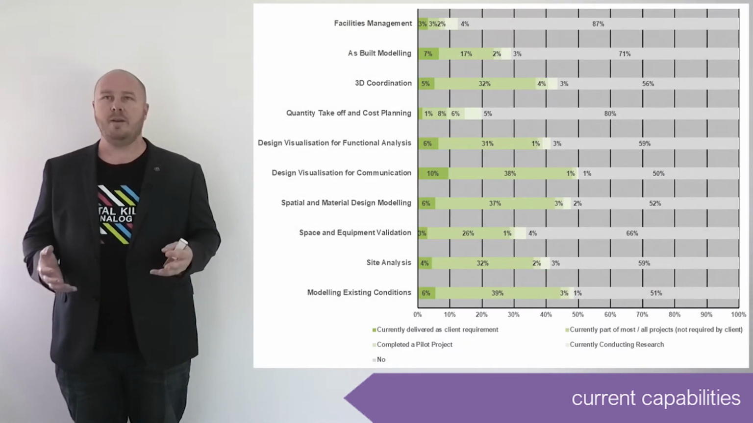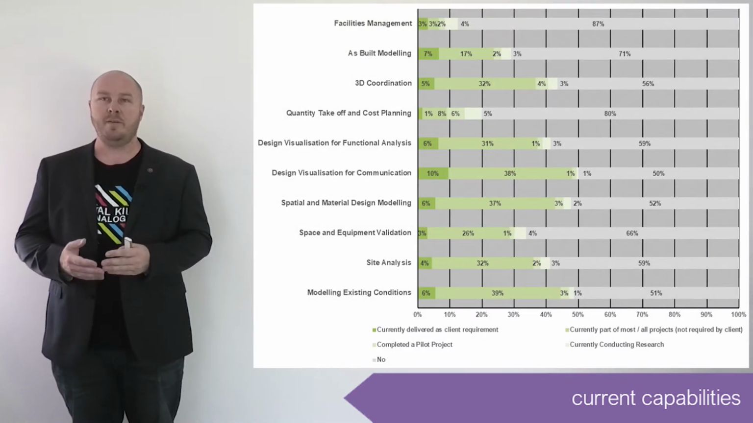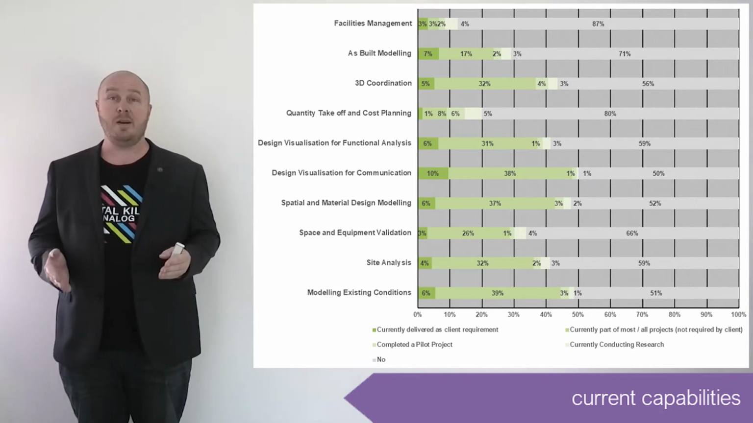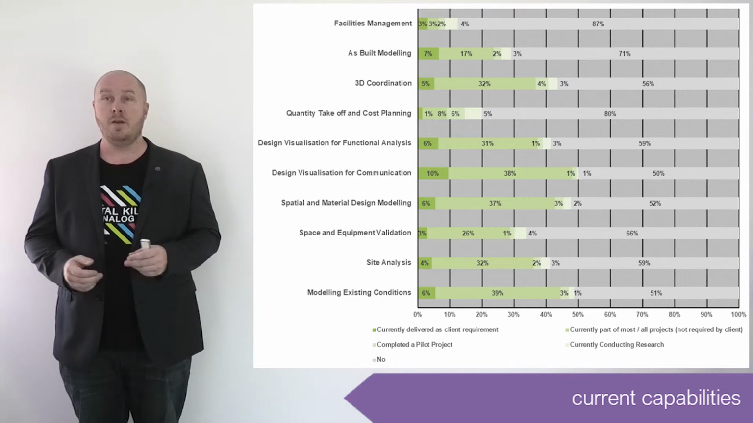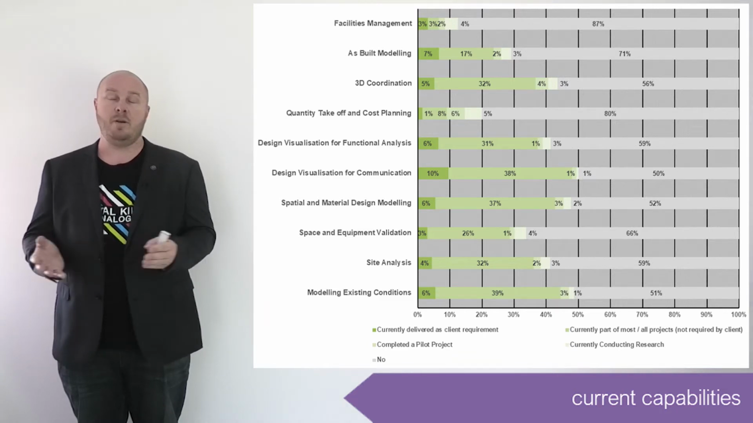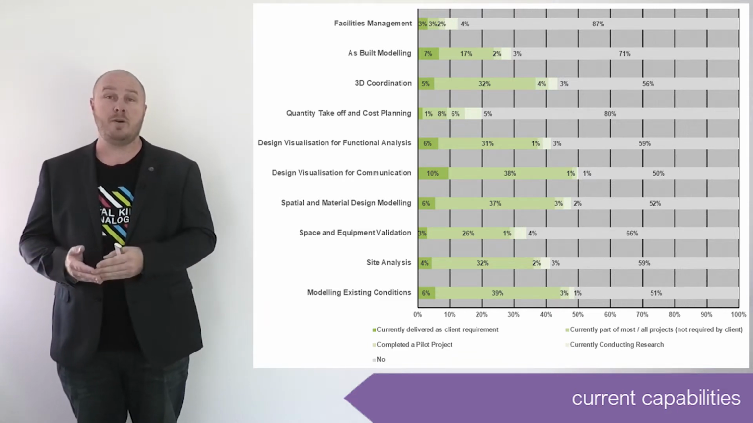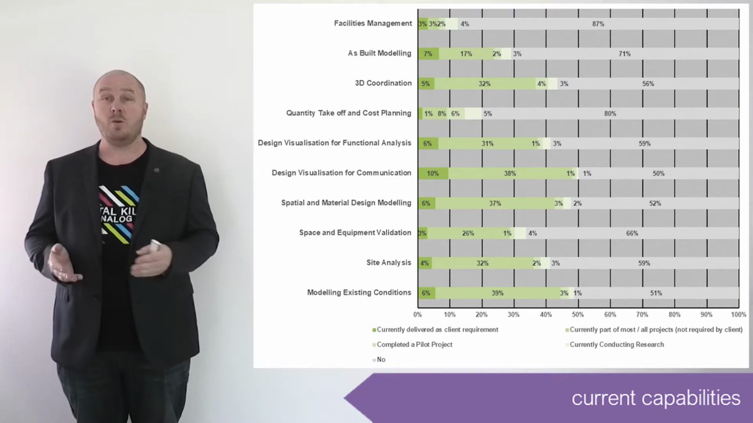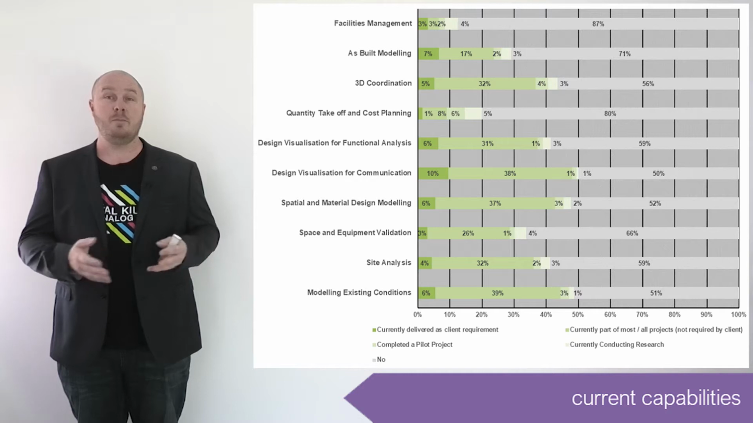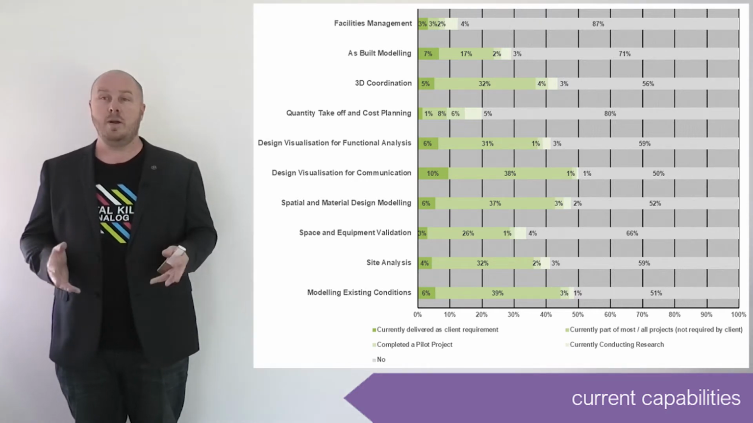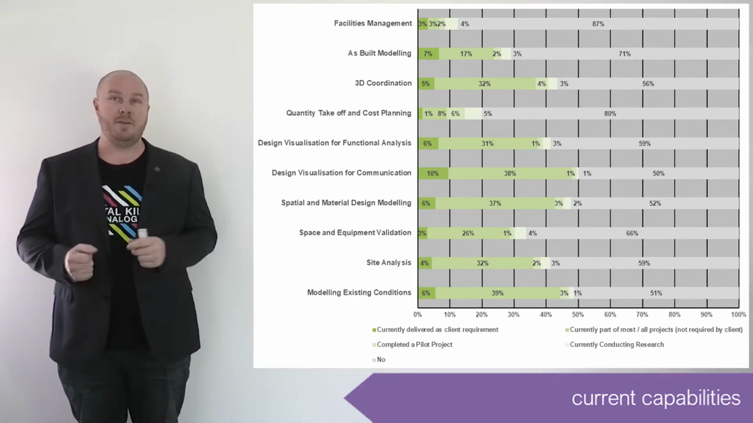Now, on this graph, I guess what we're seeing is the capabilities of clients that are actually asking for this currently across a series of different BIM deliverables that they may ask for. We'll see an area where architects are currently delivering it on projects, most of their projects where clients actually aren't requiring it. You've seen where they've done pilot projects, so they're currently doing, they've tested it out on a project, and we've also got conducting research or haven't done it at all.